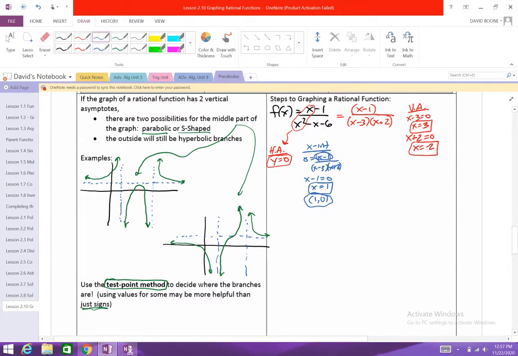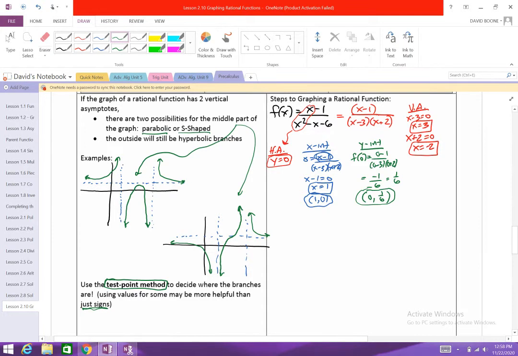For the y-intercept, remember what we do is we put in 0 for x. So we're basically finding that f of 0. So in this function right here would be 0 minus 1 all over 0 minus 3 times 0 plus 2. So that would equal negative 1 on the top. This is negative 3, and that's a positive 2. So that'd be negative 6, which reduces to negative 1/6. So I have a y-intercept at negative 1/6. So that would be at (0, negative 1/6) is where my y-intercept is.